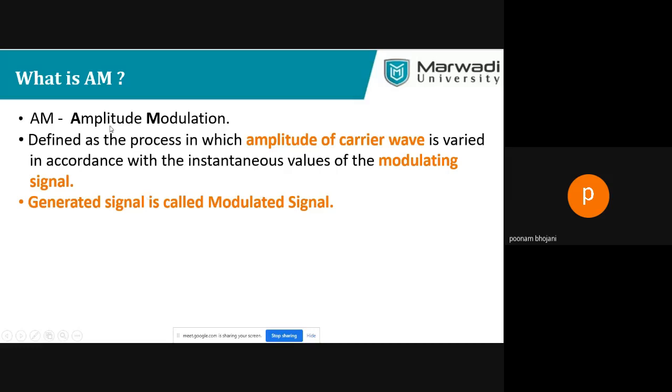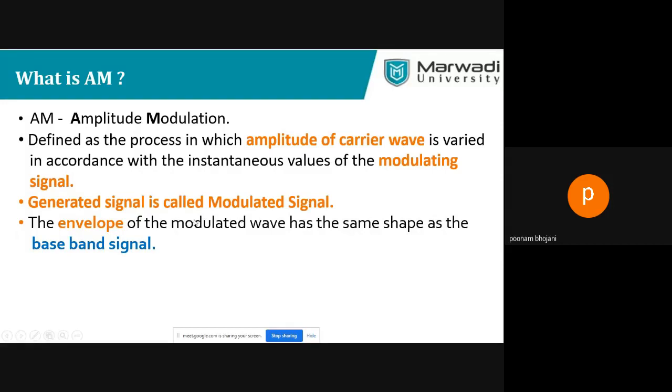Whatever signal is generated is called the modulated signal, or amplitude modulated signal. The envelope of the modulated wave has the same shape as the baseband signal. I think I have told you about the envelope of the modulated signal in the lecture also. Envelope means, whenever you get the modulated signal, if you follow only the higher peaks of the signal, that will make one envelope. And the envelope will be the same as the message signal. The envelope of the final amplitude modulated wave will have the same shape as the message signal.